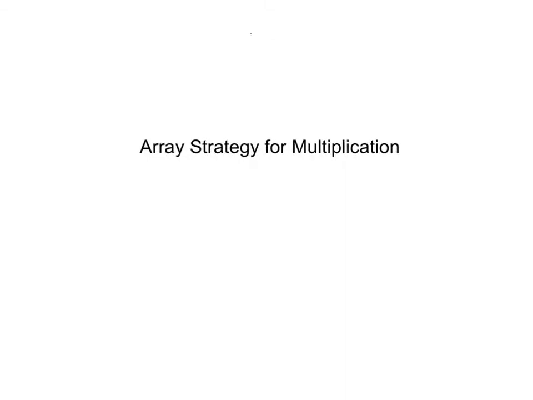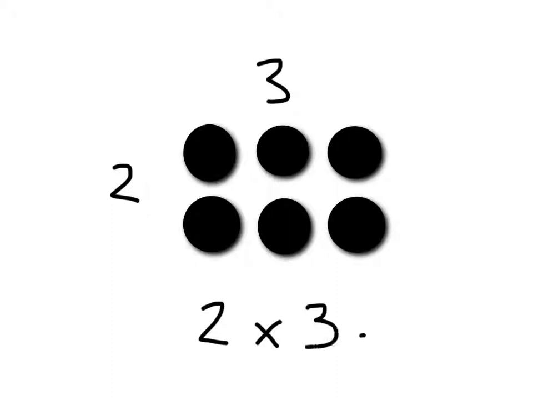Hi, this is Mr. Epp, and in this video we are going to be using the array strategy to solve multiplication problems. An array is a set of objects in rows and columns. So here you can see that we have 3 columns of circles and 2 rows of circles. And so we could simply multiply 2 times 3 to find out the total number of circles.